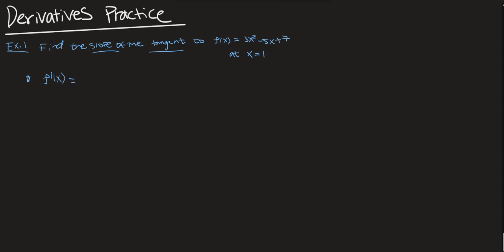That's going to be, do the power rule for this term, and then same thing for this term, and then we know that the derivative of a constant is 0, so we're just left with 6x minus 5. And we want to evaluate this at x equals 1. So we get that the slope of the tangent is just equal to 1. Simple enough. Okay.